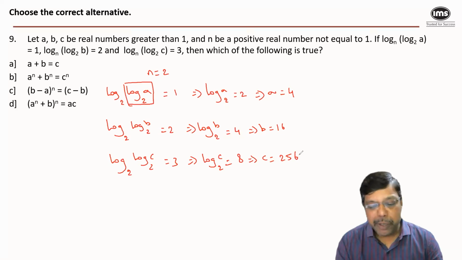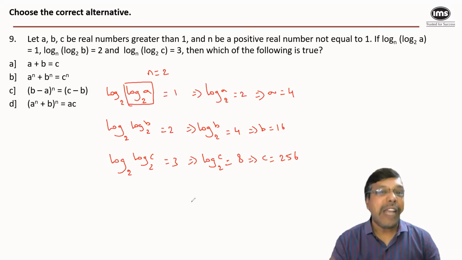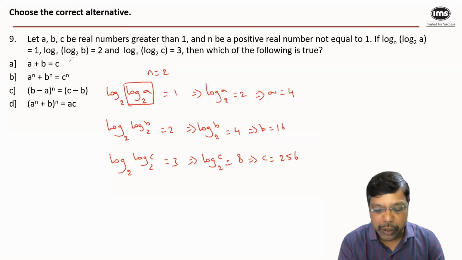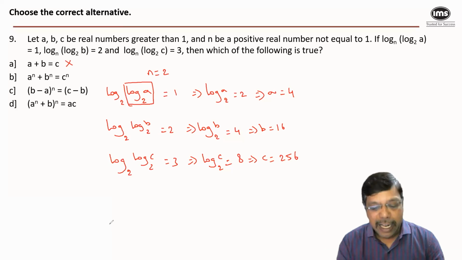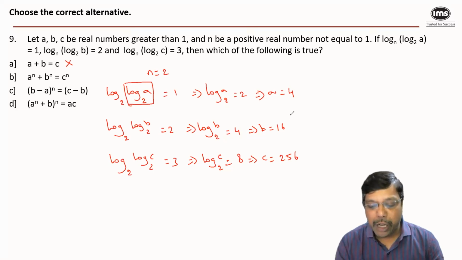Now, let us substitute the values of n, a, b, c in the answer options and eliminate the ones that do not satisfy. Now, clearly, a plus b is not equal to c. Now a power n plus b power n is equal to c power n. Now clearly 4 square plus 16 square is not equal to 256 square.